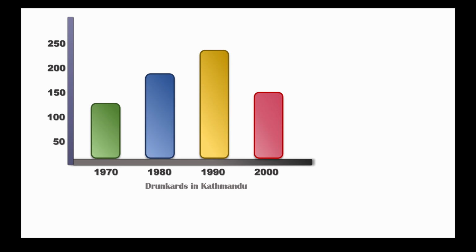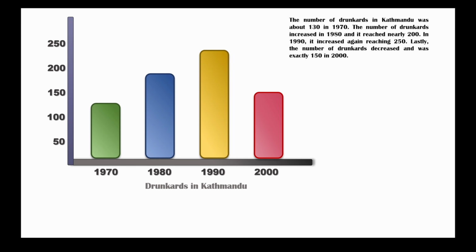So this is our bar graph, and this is about the number of drunkards in Kathmandu. This is not a fact, actually. I just made it up, and in reality there are more. Jokes apart, let's see how students explain this graph.